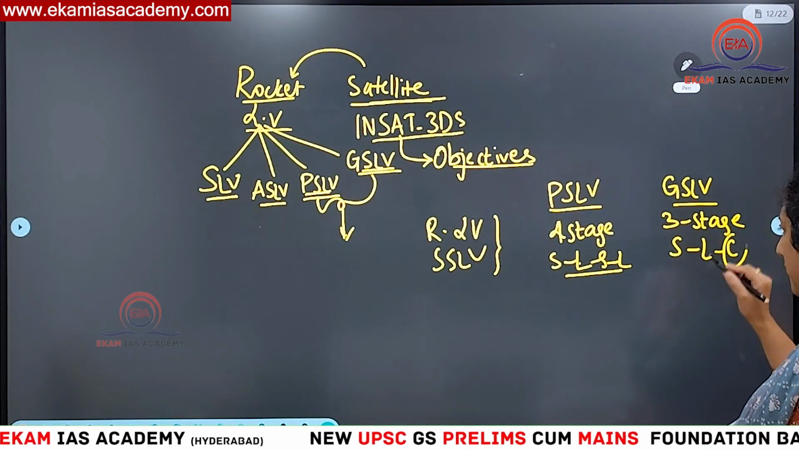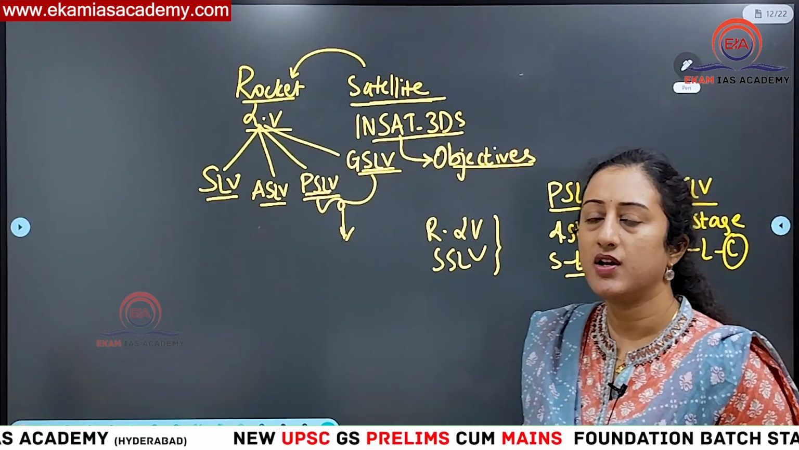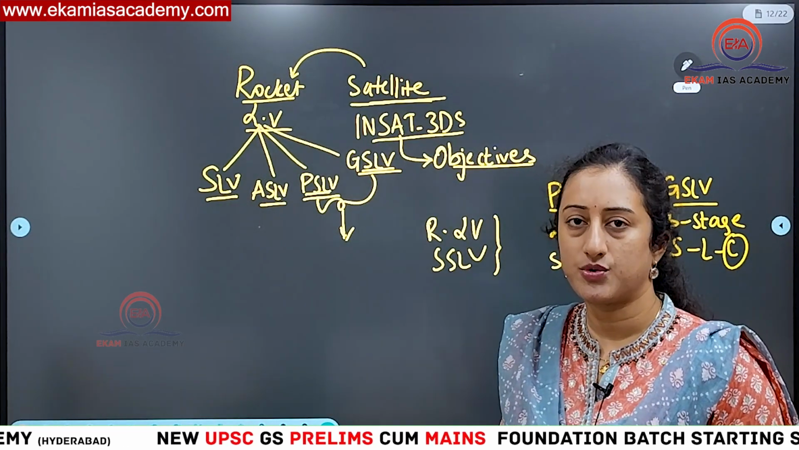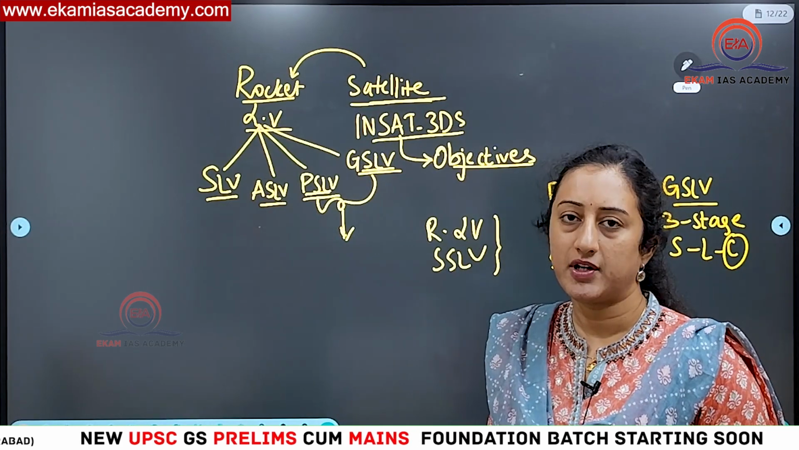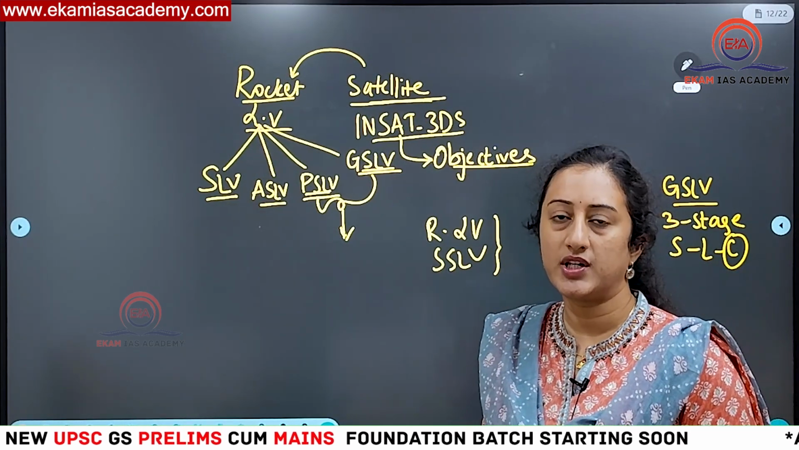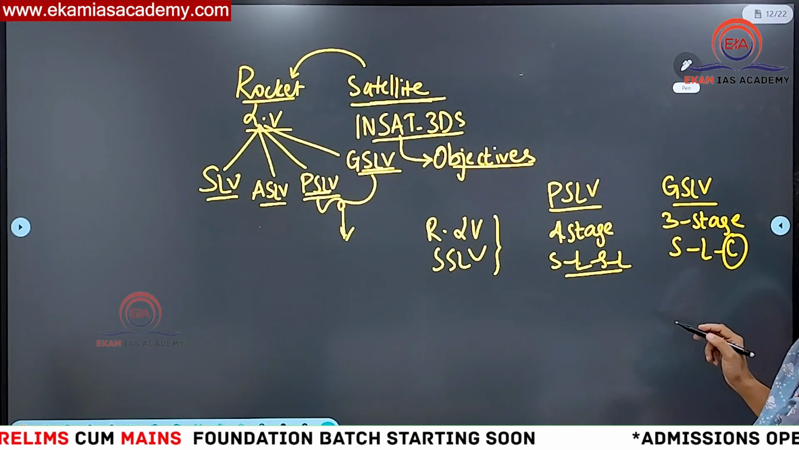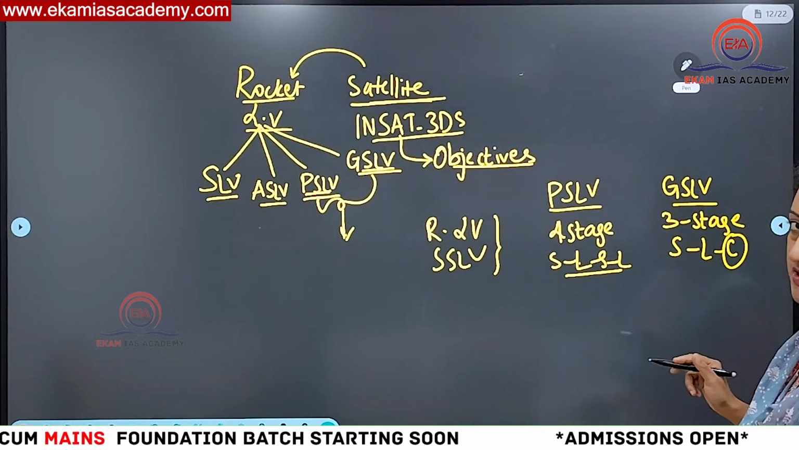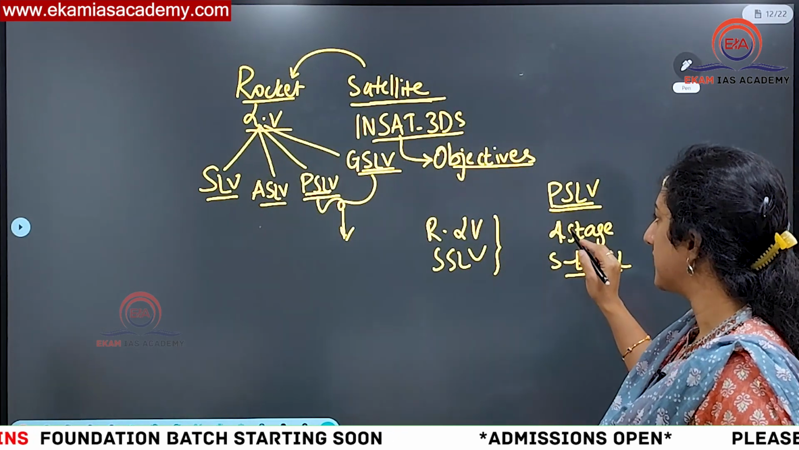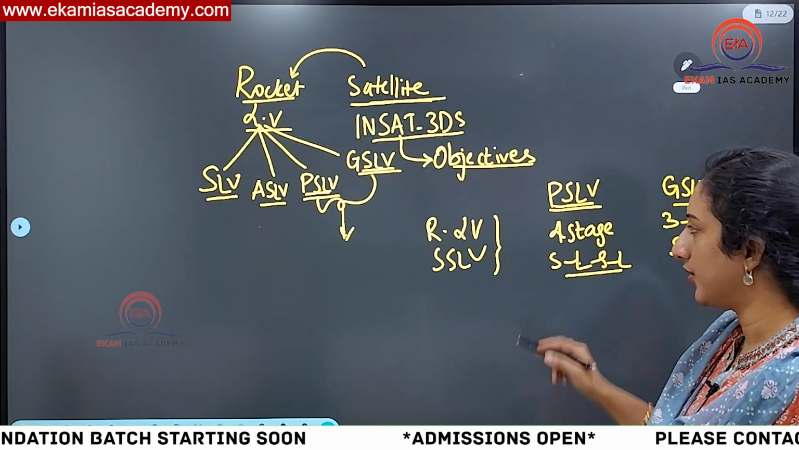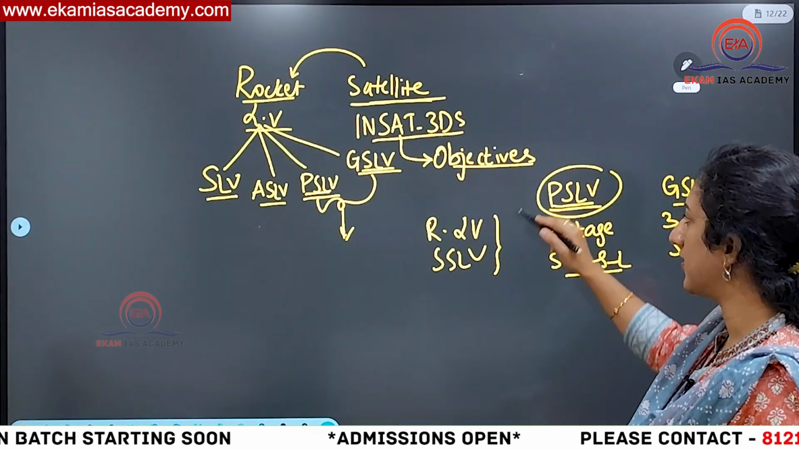So what is the cryogenic stage? Cryogenic stage means where the liquid oxygen and liquid hydrogen will be placed at liquefied temperatures, meaning you are storing them at very cold temperatures. So this is an advanced stage in the form of cryogenics we have. This is one of the features of GSLV. Then what is PSLV? PSLV is considered the workhorse of ISRO, but this cannot place heavier satellites.